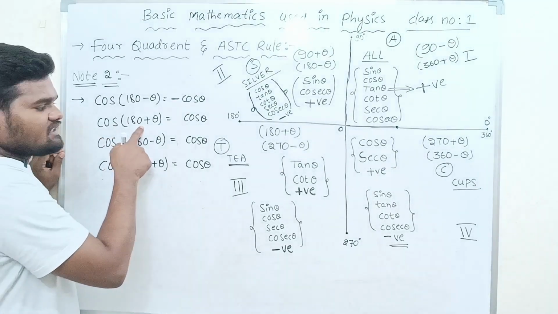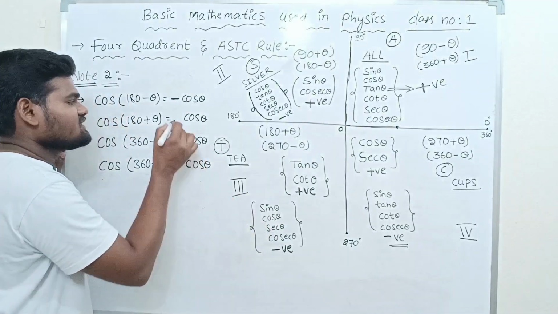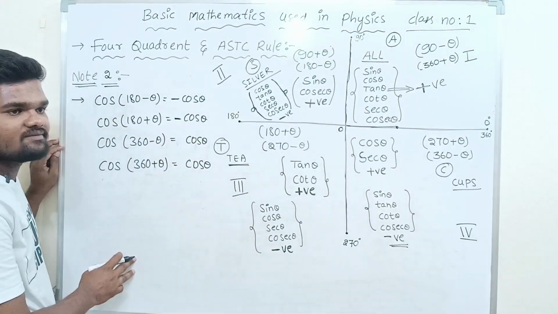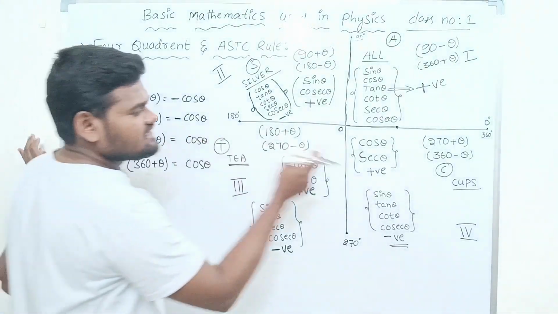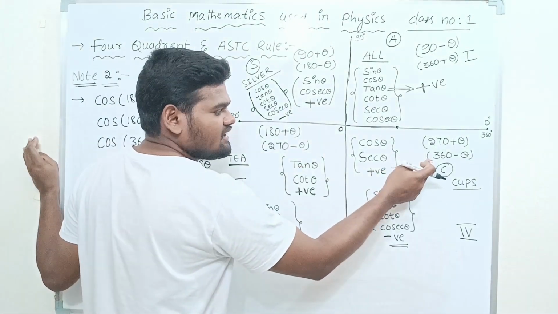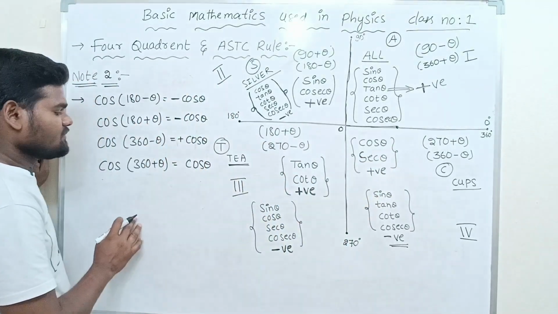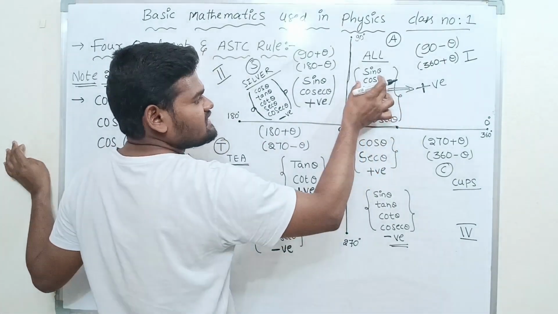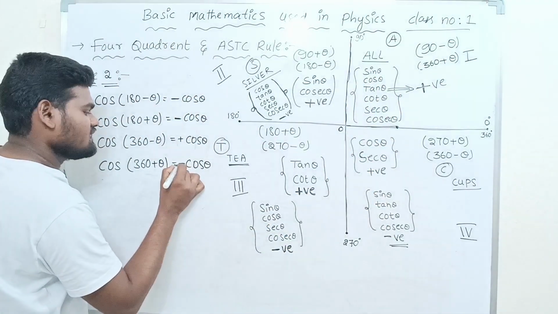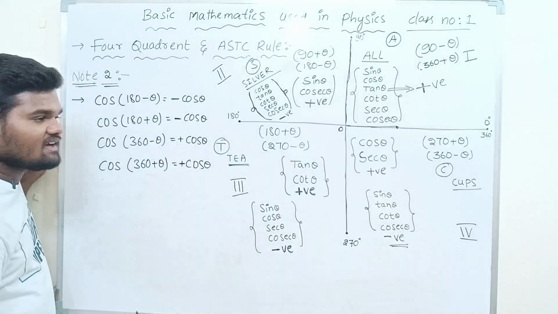Cos 180 plus theta, third quadrant. In the third quadrant, cos is minus, so the result is minus cos theta. Cos of 360 minus theta. Where is cos of 360 minus theta? Fourth quadrant. In the fourth quadrant, cos is positive, then the resultant is positive. Cos of 360 plus theta, first quadrant. Cos is positive. That's it. Any doubt? Shall we write for tan theta?